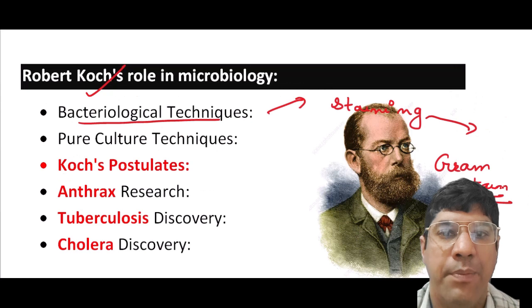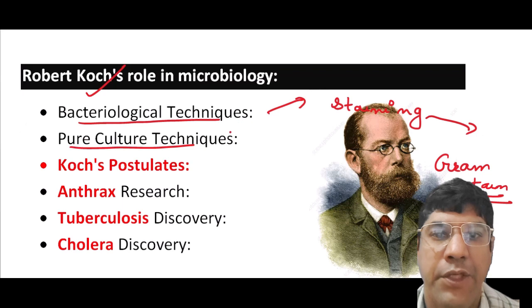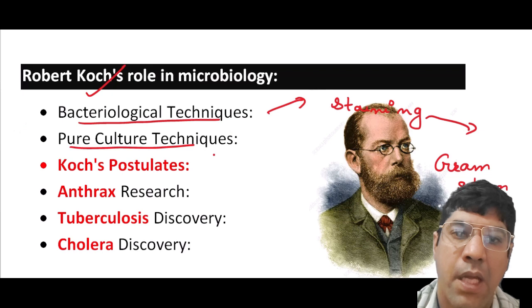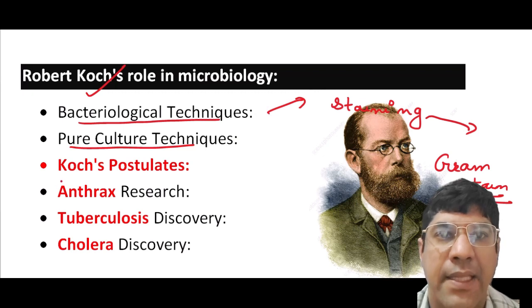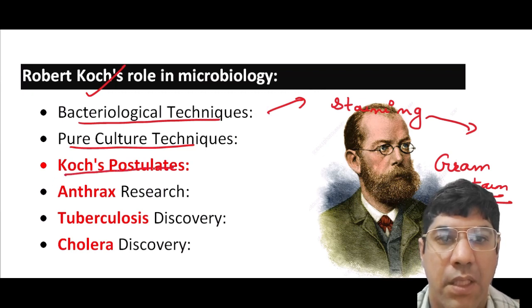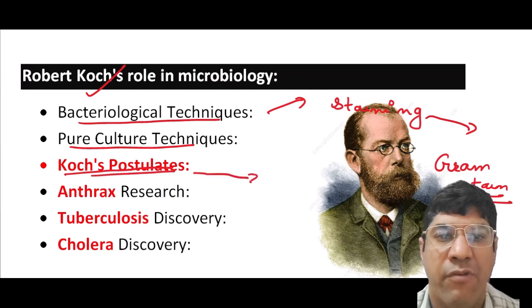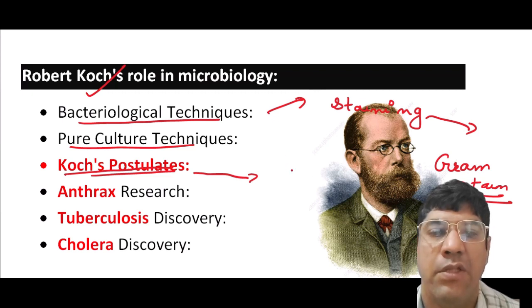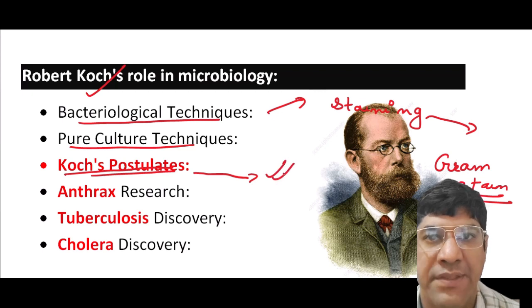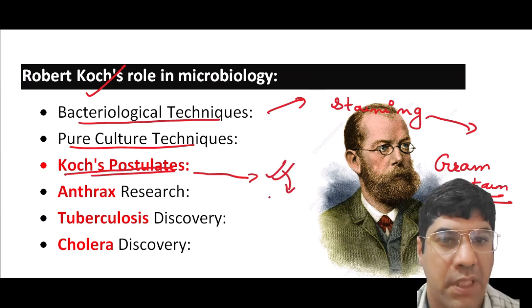Apart from that, he developed the method for obtaining pure culture. He used solid media like agar plates to isolate and grow individual bacterial colonies. Apart from that, he set up criteria that are known as Koch's postulates. These are a series of principles used to establish a causal relation between a microorganism and a particular disease. We are going to discuss that in just a few minutes.